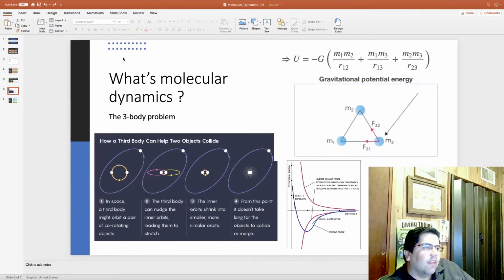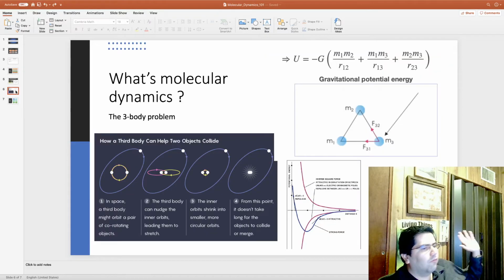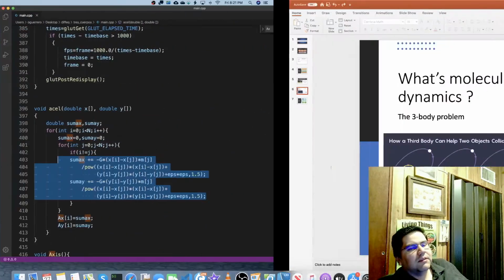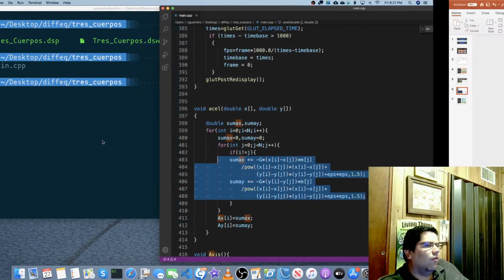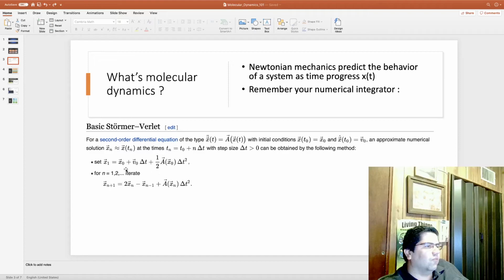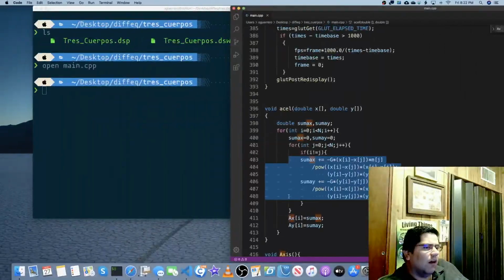Remember, if we have the acceleration, we have the force. Some people say we need to find the force of interaction. Well, if you want to find the force, you only have to multiply the acceleration times the mass, and then you have the force. But for our purposes, we don't need the force, we only need the acceleration. Remember, the force equals m times a.